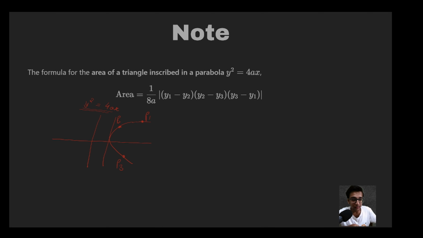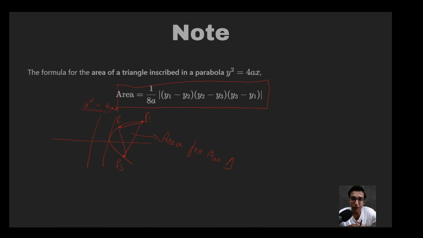Secondly, the important property is that if I was to join all these 3 points and form a triangle inside the parabola, then the area for this triangle can be found out using this formula that has been given to us: 1 by 8a into modulus of (y1 minus y2) into (y2 minus y3) into (y3 minus y1).